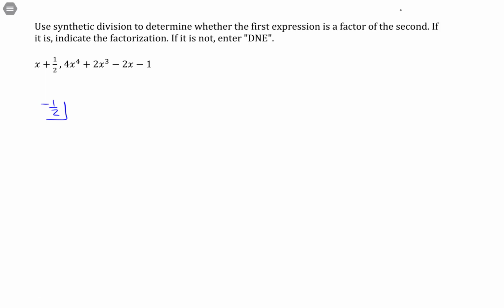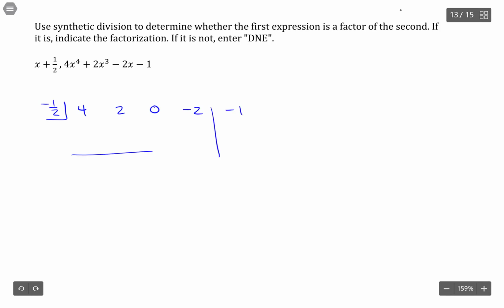Now we divide that into the coefficients of the polynomial in the numerator, which is 4x to the fourth plus 2x cubed plus 0x squared. We do need to be careful of a missing term there. Minus 2x and minus 1.